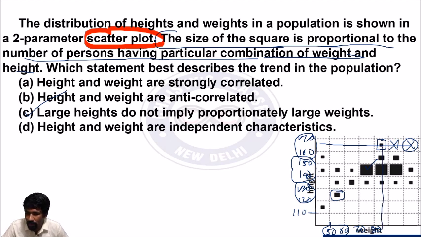But if you look at this, medium height people actually have large weight also, because in this row the number of people is high. Each square has some value, and some squares are very big. So large height does not imply proportionately large weight is correct, because "do not imply" is correct. If it said imply proportionally large weight, that would be totally wrong. So option C is the correct answer.